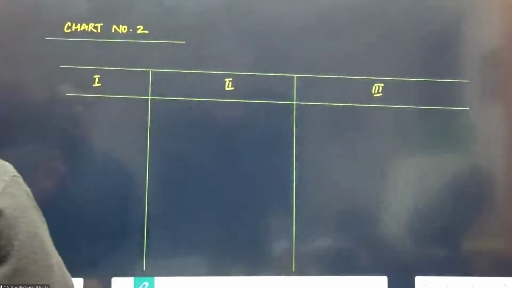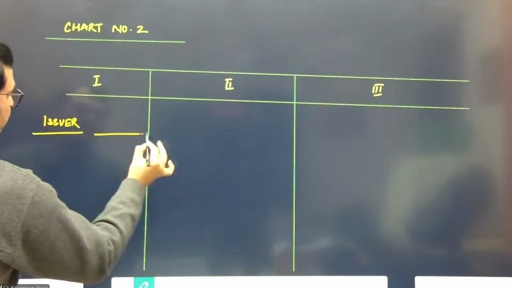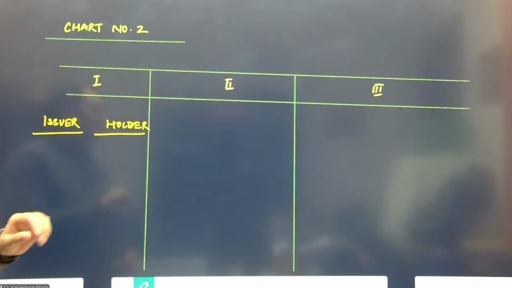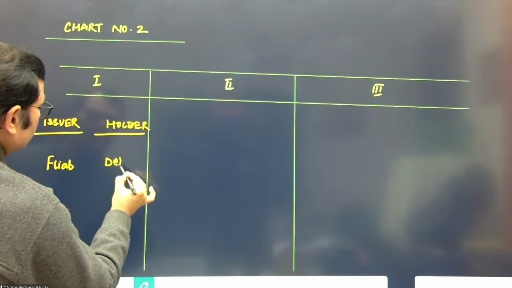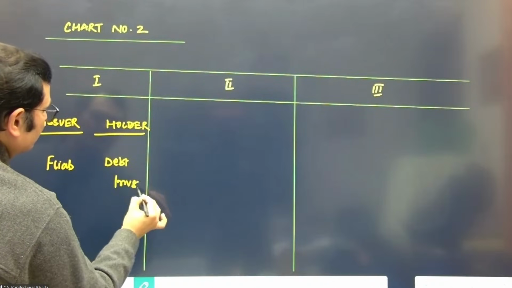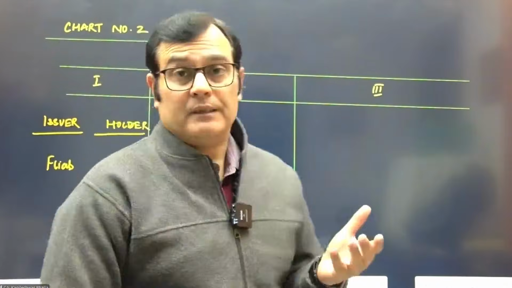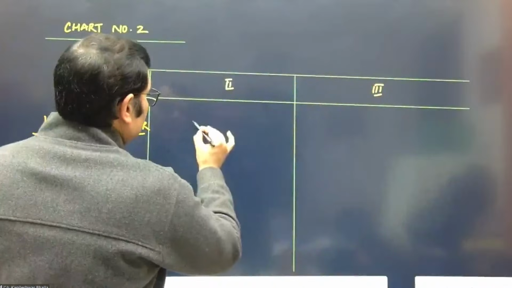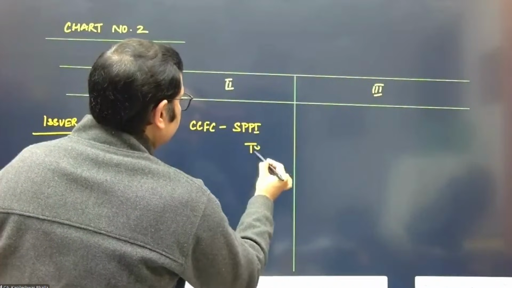Now, the first thing we're looking at in step 1 is stepping into the shoes of the issuer, and then we decide things from the point of view of the holder. So from the issuer's point of view, we are saying that it is a financial liability. From the holder's point of view, it becomes a case of debt investments. Then you go to step number 2, the test remains the same, CCFC comprising SPPI. So we look at the CCFC comprising the SPPI test.